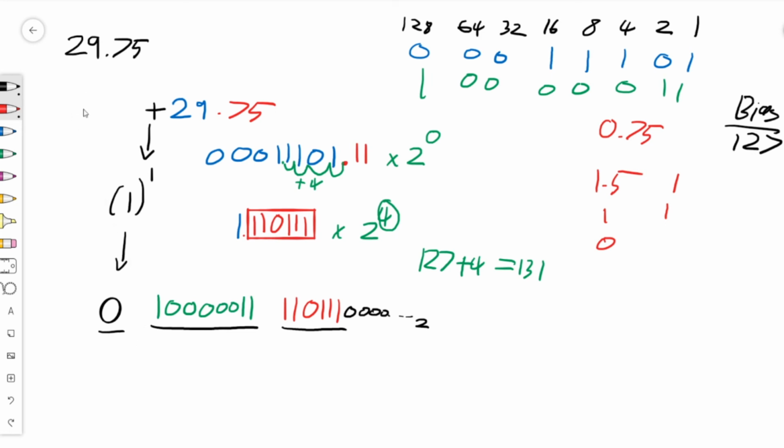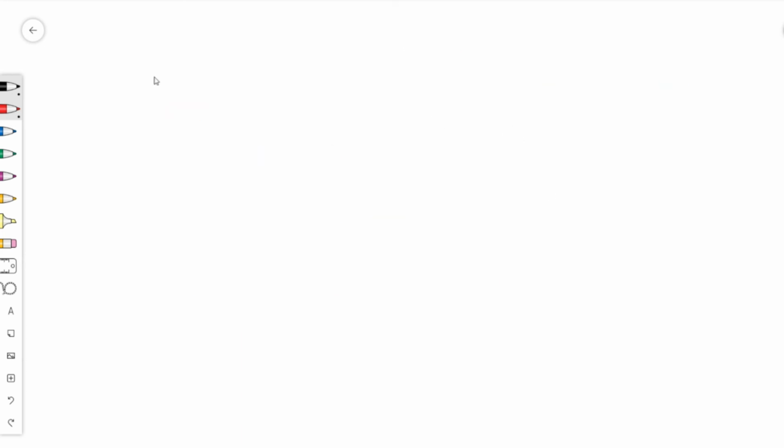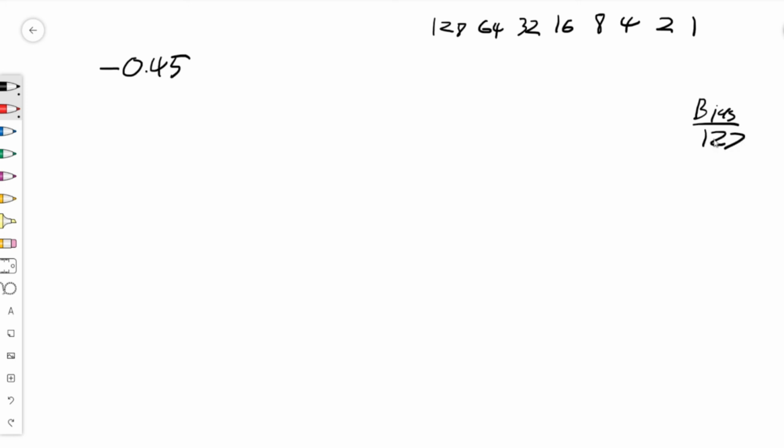And now I'm just going to do one final number to be sure that you understand it. The third number we're going to look at is negative 0.45. So again, the first thing we do, write down our binary table to be sure that we don't forget it. And we write down our bias. Again, to be sure that we don't forget it. And now let's begin the process of translating this number. Negative 0.45. We know that our sign is negative, which means that it is negative 1 to the power of 1, which we know is 1.